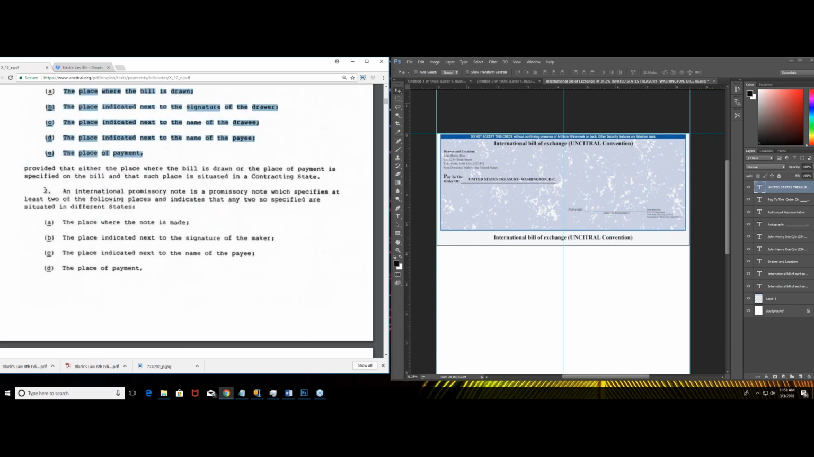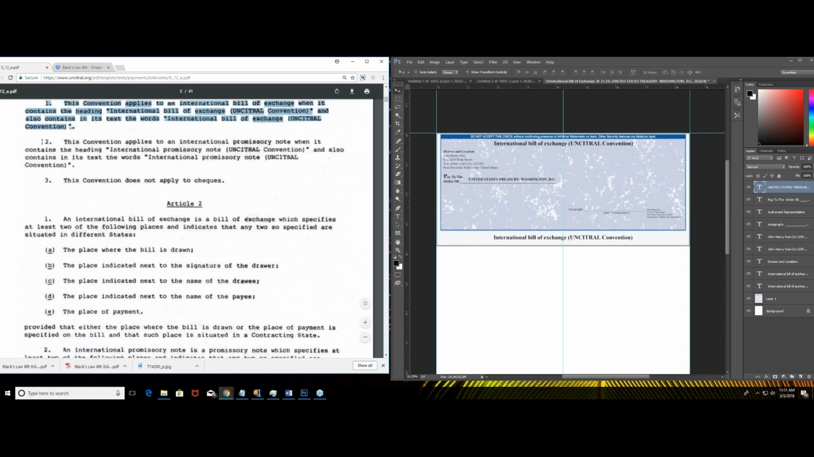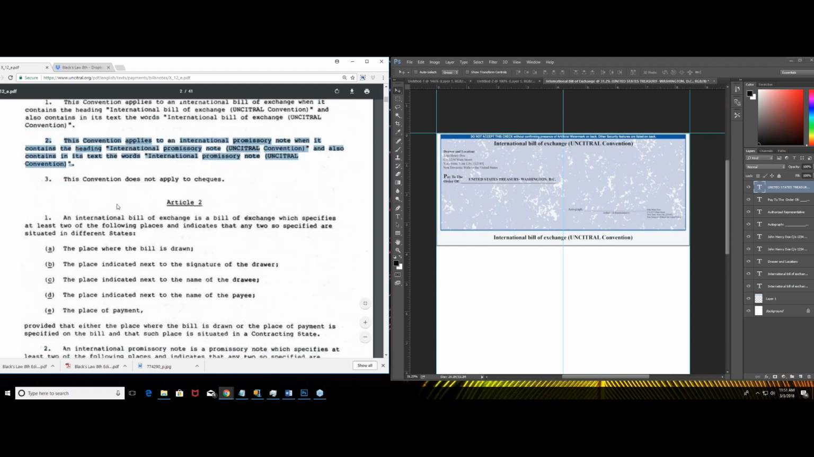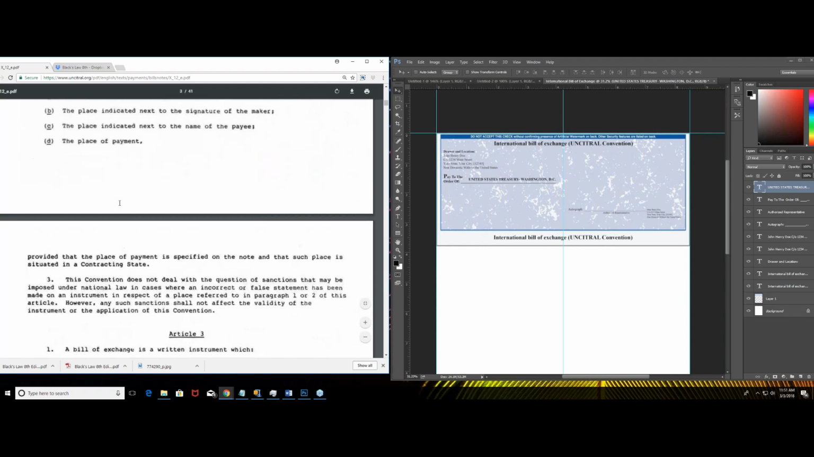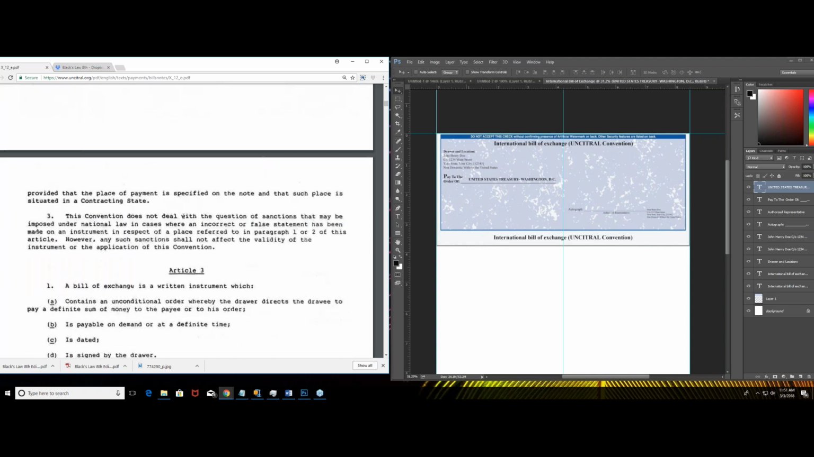All right, we're not going to read two because, once again, this deals with promissory notes. As I said earlier, you'll see in each of the articles, they'll have one for a bill of exchange, one for a promissory note, and then sometimes it'll talk about a check. Well, let's read what it says right here in three. This convention does not deal with the question of sanctions that may be imposed under national law in cases where an incorrect or false statement has been made on an instrument in respect of a place referred to in paragraph one or two of this article. However, such sanctions shall not affect the validity of the instrument or the application of the convention.